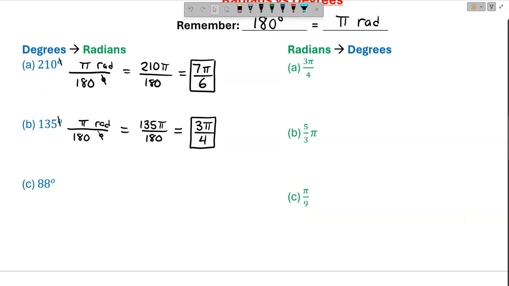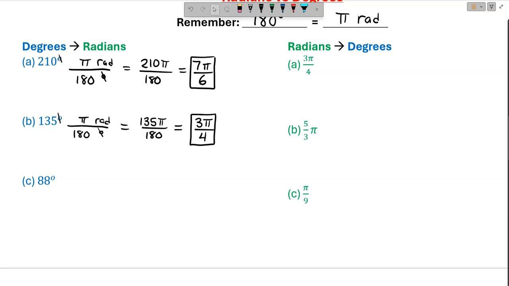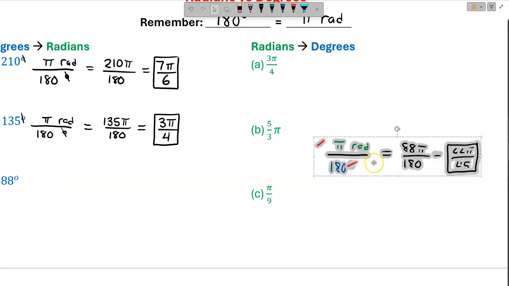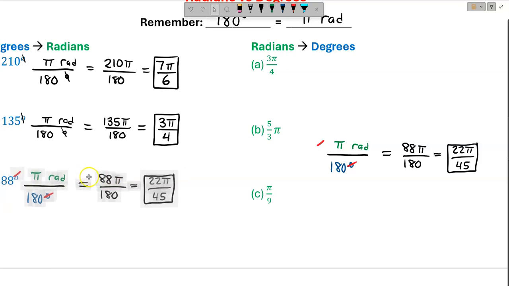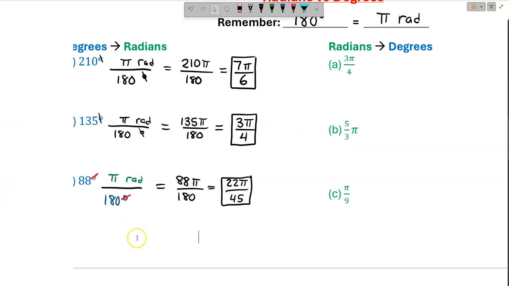So one more to try there. Why don't you take a moment and pause and see if you can try the 88 degrees. Can we convert this into radians? All right, let's bring over that answer and let's see how we did. So if I move this over here, I have it a little bit more color coded this time, but notice we're still going over pi radians over 180 degrees. The degrees cancel. We get 88 pi over 180, which simplifies to 22 pi over 45.